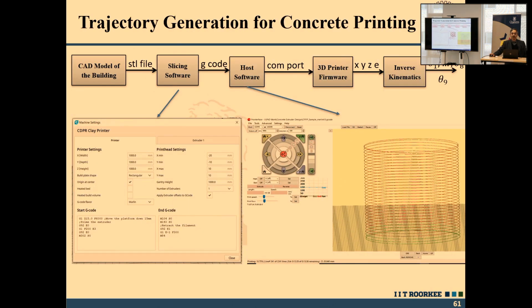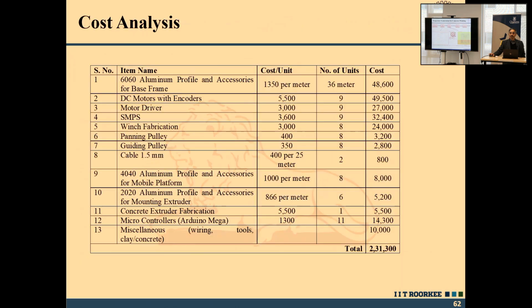This is how we generated the trajectory for the concrete printing. From the CAD model of the building, we got the STL file. We fed that STL file to the slicing software to get the G code, and then this G code was given to the host software through the COM port. It went to the 3D printer firmware, from where we got the XYZ positions, and through inverse kinematics we could get the rotation of the motors.